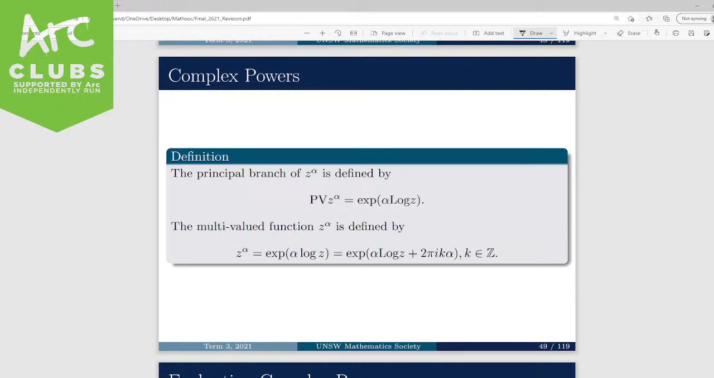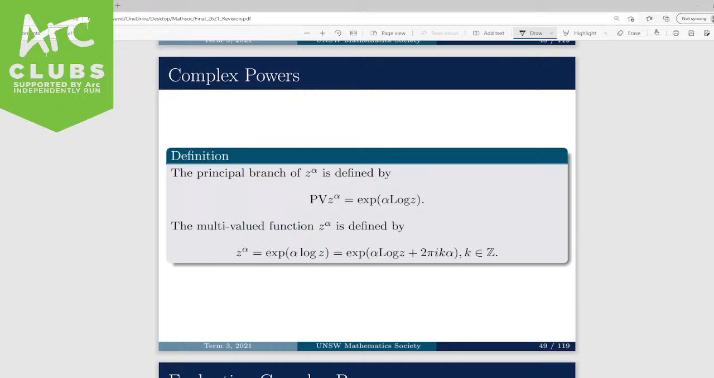Defining the complex powers. Powers are defined, once again, starting with the principal branch. You have this z to the power of alpha. The principal branch of it will simply be the exponential of alpha times the principal branch of log. And the multi-valued function is pretty similar, but the principal branch of log is just replaced by the multi-valued log, which hopefully makes sense.